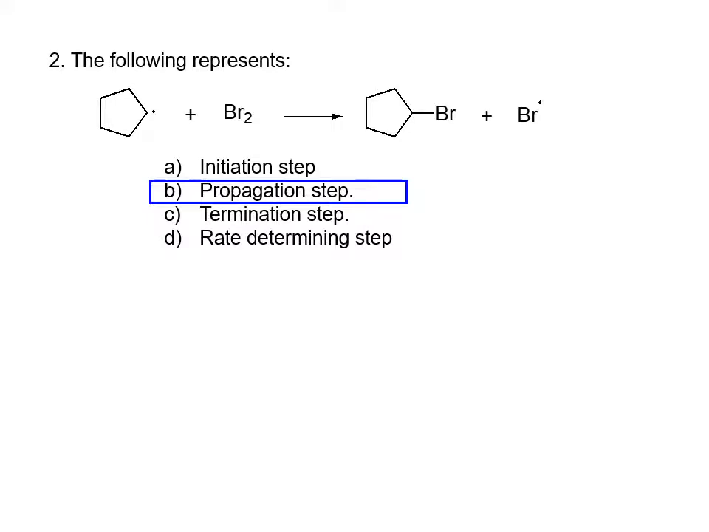In the termination step, the free radical reaction terminates. That means 2 free radicals will combine to form a stable molecule. And finally, rate-determining step obviously is not the correct answer.